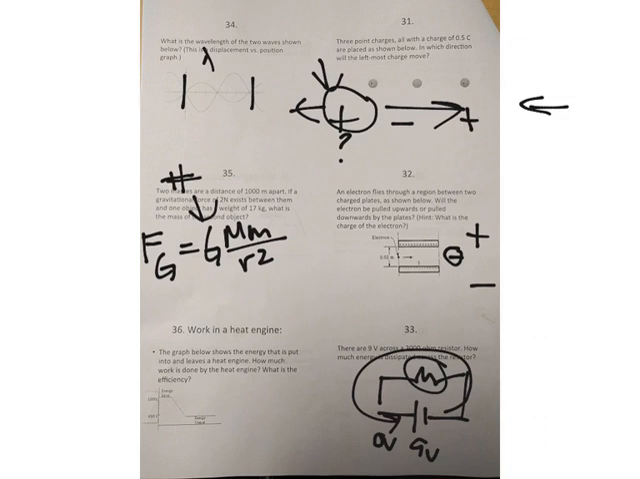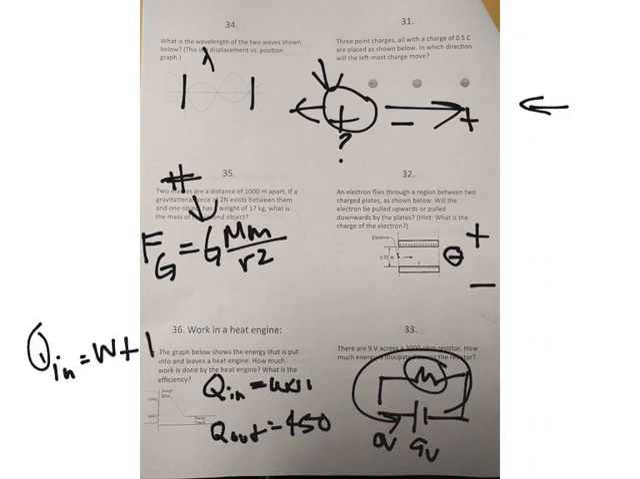Alright, and then work and heat in an engine. So how much work has been done by the engine, or what is the efficiency. This is where you just need to label the energy input and the energy output, where the Q in is 1000, the Q out is 450. Q in is equal to work plus Q out. So you could figure out the work that way.